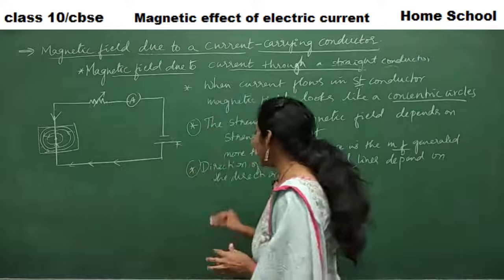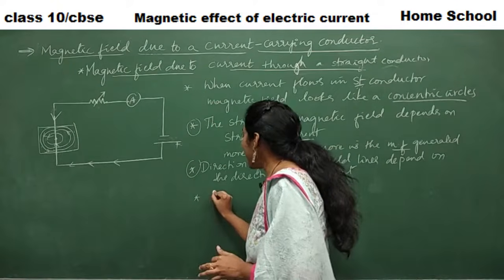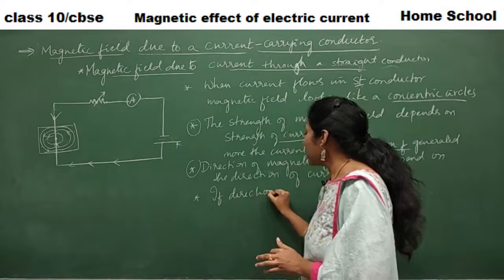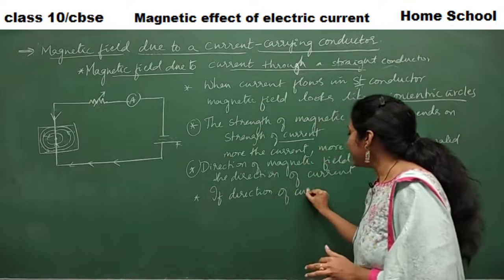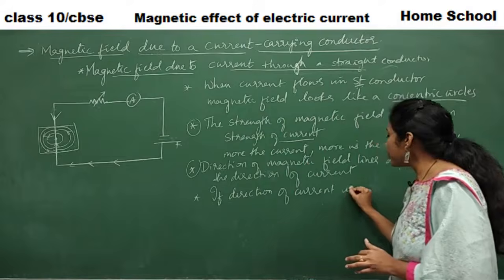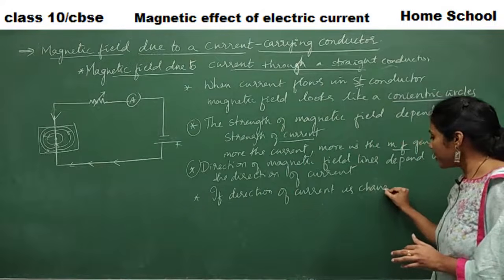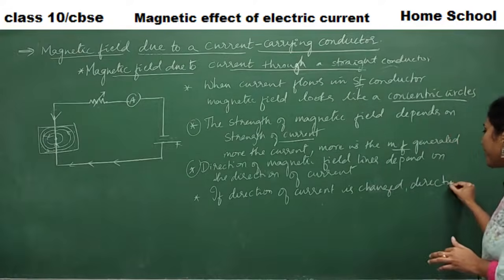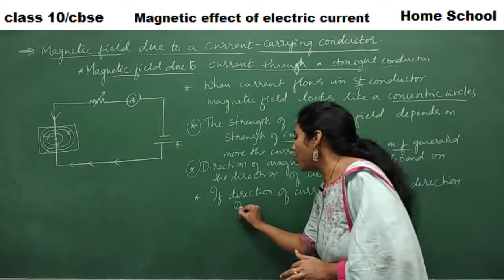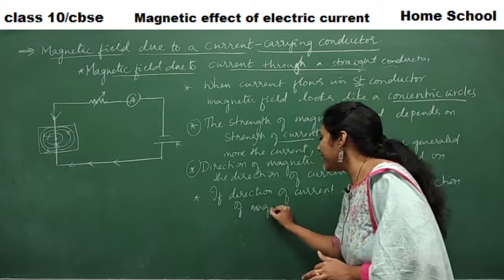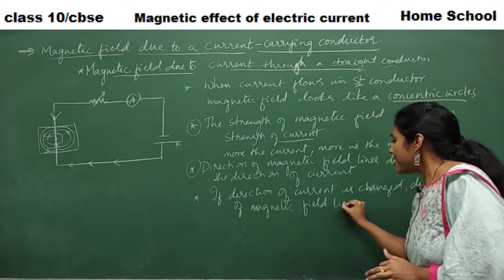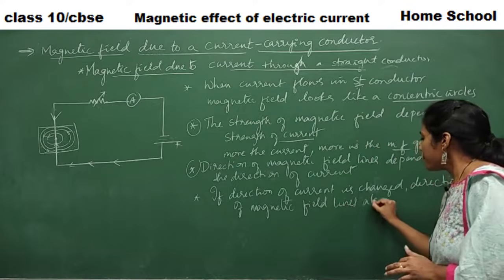So what I can write here: if the direction of current is changed, the direction of field lines also will change. Direction of magnetic field lines also changes.